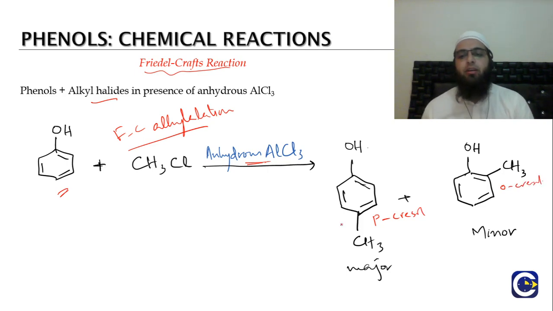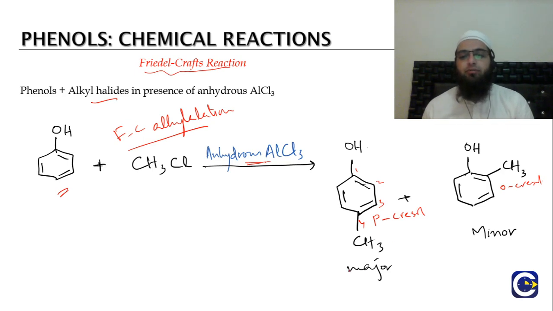We can also name it by the IUPAC nomenclature system. So this will be 1 2 3 4. So this is 4 methyl phenol. Similarly this is 2 methyl phenol. So these are general names and the IUPAC names for these particular compounds.